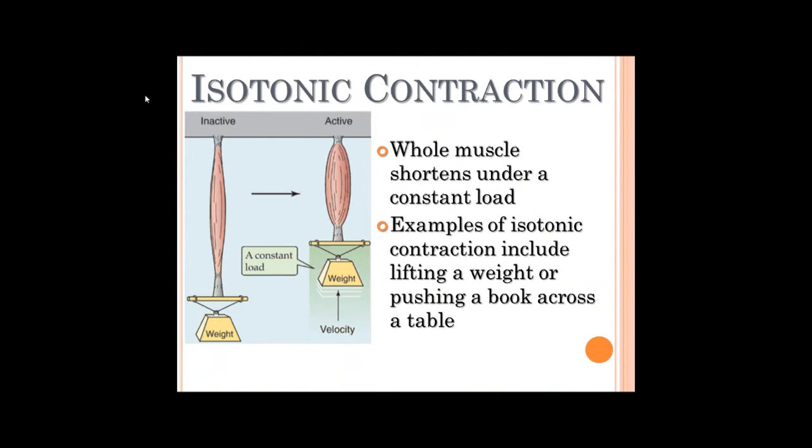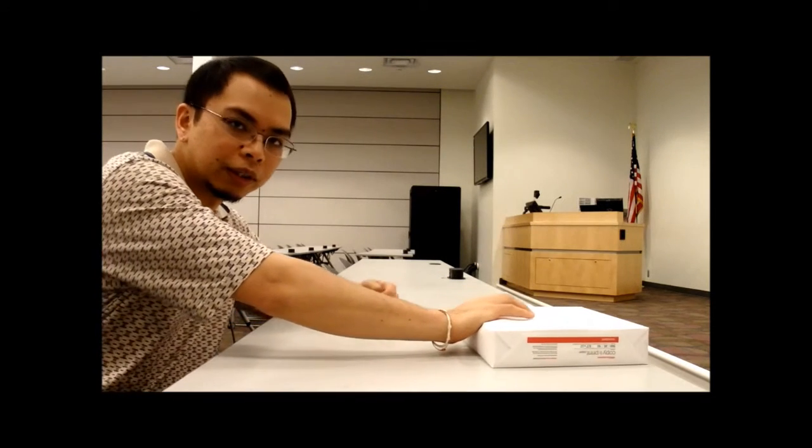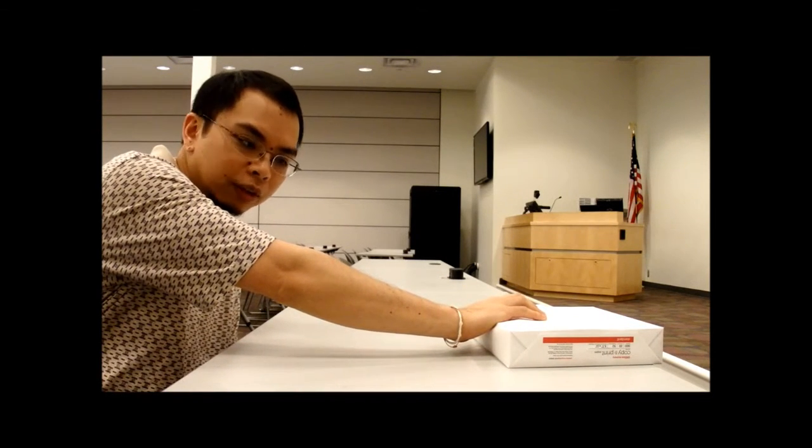Now let's talk about isotonic contraction. We know from previous slides that isotonic contraction means same tone. In other words, the muscle does shorten under constant load. Several examples include lifting a dumbbell or a weight, or by pushing a book or a chair across the floor or a table. So what I'm about to demonstrate now is isotonic contraction. So by pushing this block of paper across the table, you can see that my muscles, my triceps, are contracting, once again, but yet the load is not changing. So muscle contraction with unchanging load.